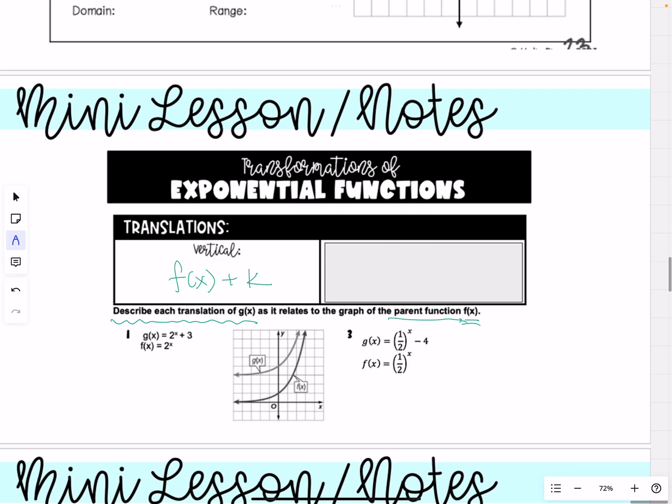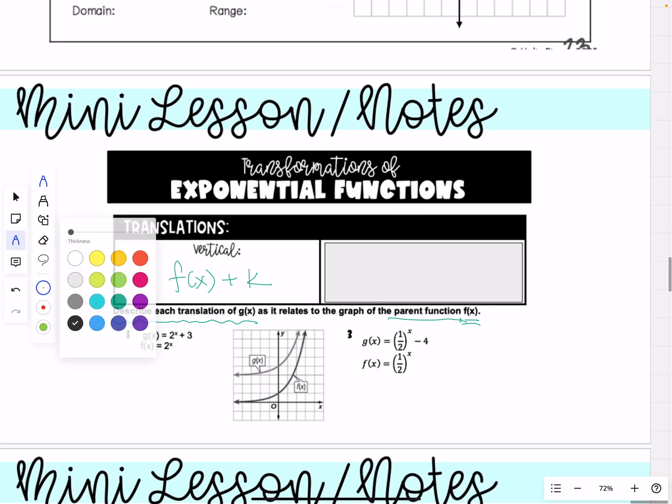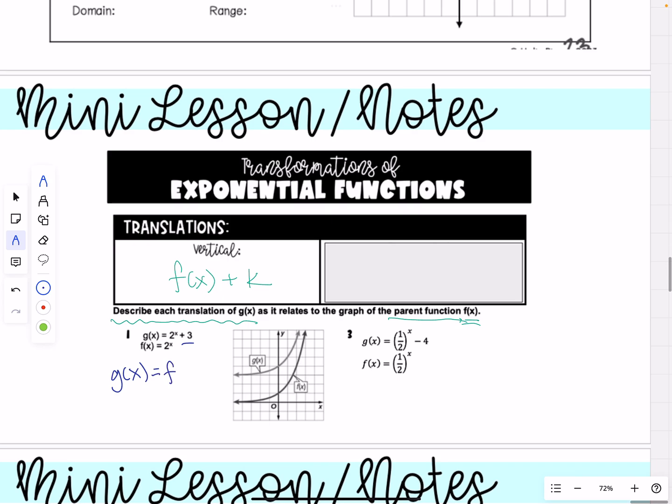So taking a look at number 1, I need this to be a little darker. If you take a look at number 1, you notice that g of x is 2 to the x plus 3, while our parent function is just 2 to the x. So if I want to describe g of x as it relates to f of x, I can see that all we did to f of x was add 3. So what I can do is say g of x is equal to f of x plus 3.